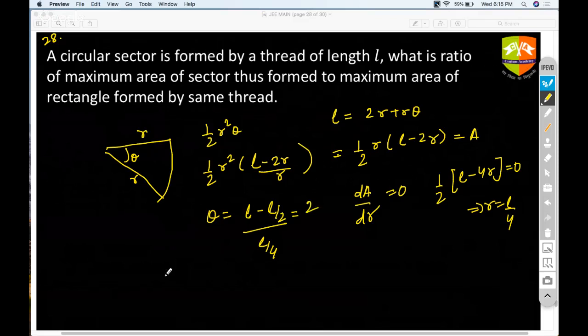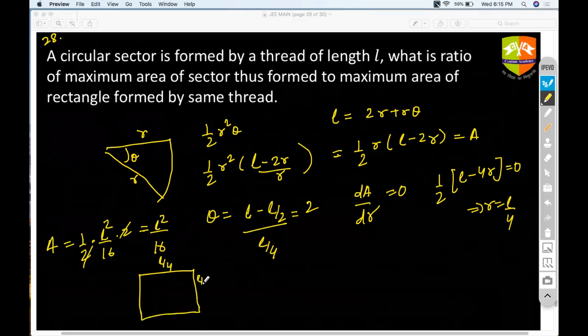Okay. So the area will become half r square, that is L square by 16 into 2. That's going to be L square by 16 itself. And if you want the rectangle to have a maximum area, we all know that it has to be a square. A square is basically a rectangle with maximum area. So in this case, it will be again L square by 16. So they're asking you what is the ratio. The ratio is going to be 1 in this case. Is that fine?